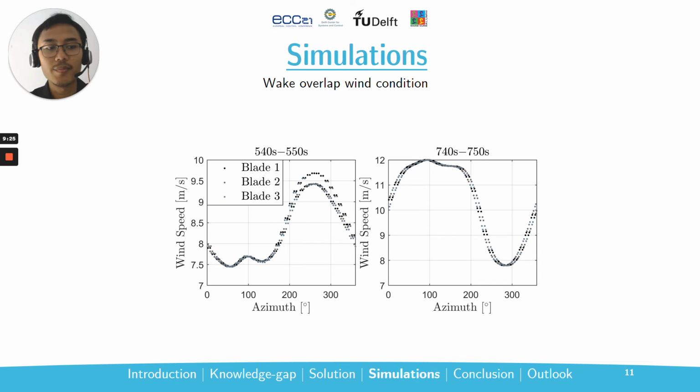Now let's take a little bit deeper look at the last case again. This figure shows the snapshot of the wake overlapping case at about 540 seconds and 740 seconds. We can see here this is the wind speed, and the x-axis is the azimuth. As we can see, in the first figure from 0 to about 200, there is a wind deficit. And in the second figure, we have a wind deficit at about 200 to 360 degrees. And this means that the SPRE can also be used to detect the propagation direction of a wake impingement.